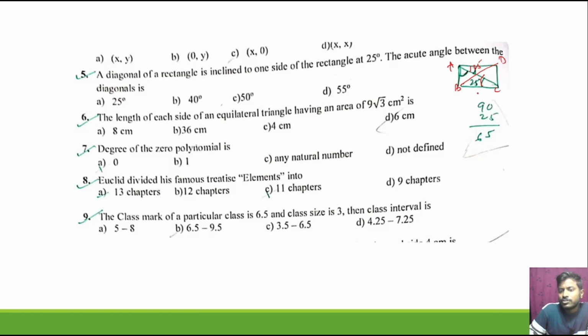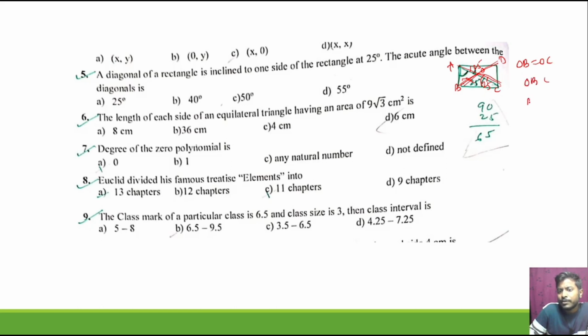Yes or no? Or we can say that these sides are equal because diagonals of a rectangle are equal. So these halves of the diagonals are equal. So these sides, that is OB and OC, are also equal. OB equal to OC, so it is an isosceles triangle. We can write this angle is 25, because in an isosceles triangle, angles opposite equal sides are equal. So 25, 25. So this is triangle OBC.